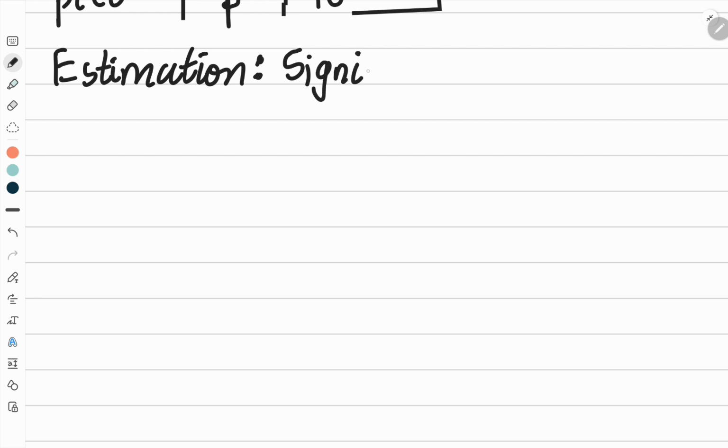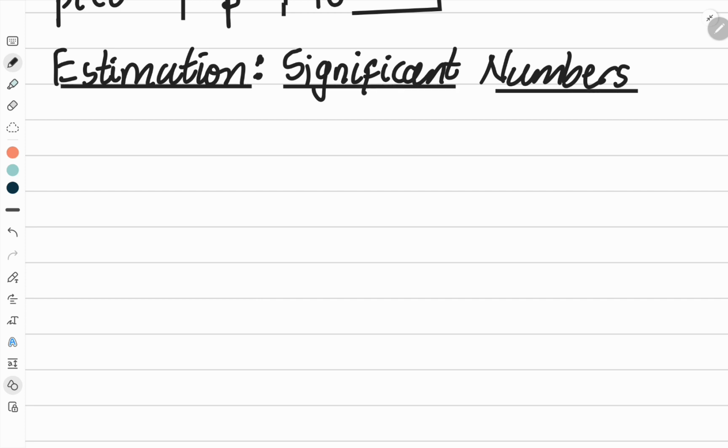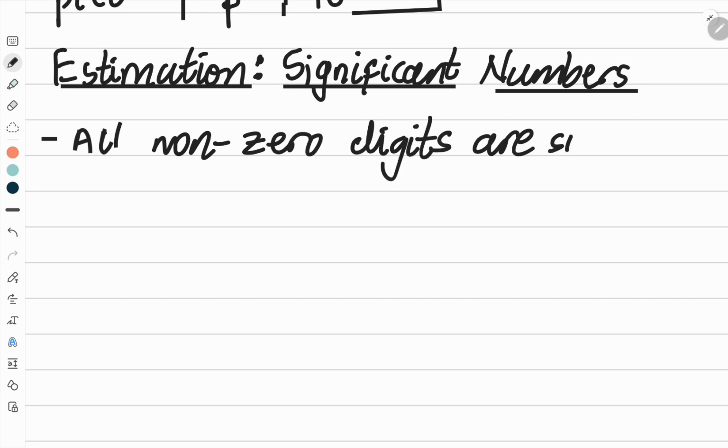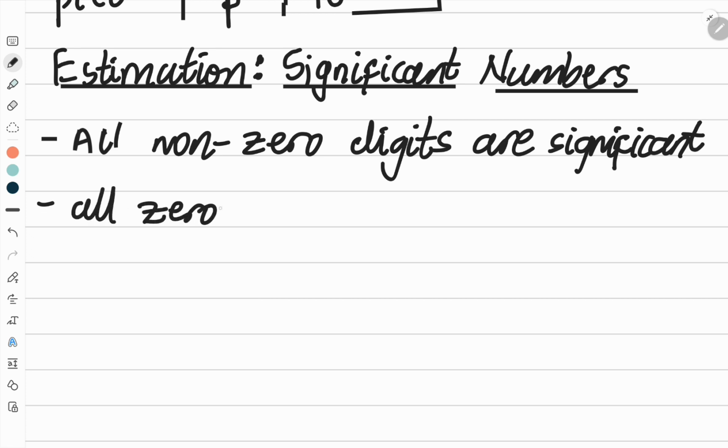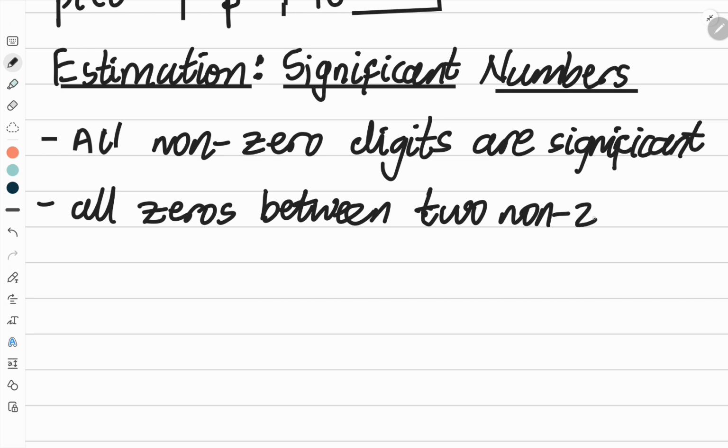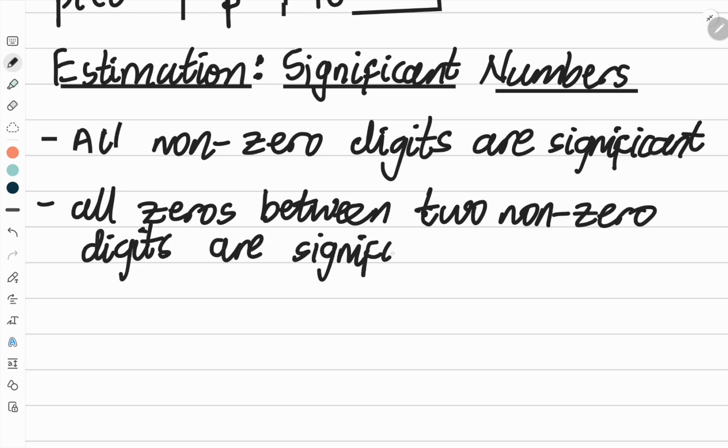Now let us look at estimation. We want to look at significant numbers. How do we round off our numbers in physics? All non-zero digits are significant. Any number that is not a zero is going to count as a significant number. Also, zeros that exist between two non-zero digits are significant.